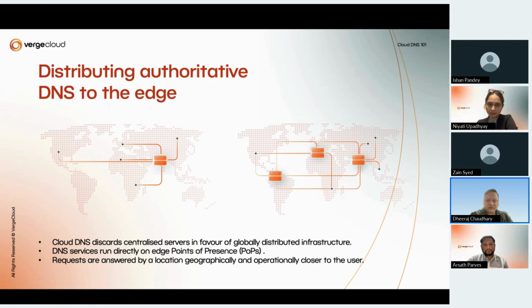But in the case of edge DNS, like VergeCloud has deployed and offered, you will have the DNS service running on all the POPs that they have deployed. Since your authoritative DNS will be present closer to the end users, the resolution time will be much lower and you will see better performance. Talking about reliability, all the POPs in VergeCloud are running the DNS service, so even if one POP goes down, another will kick in and your users will not see any disruption.